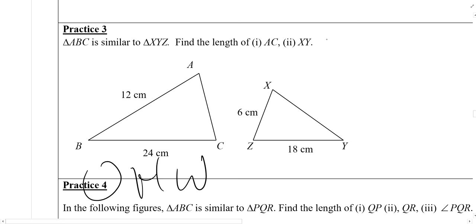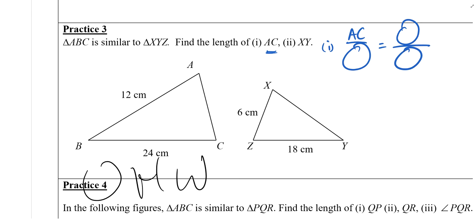These two triangles are similar. I need to be able to write down the ratio of the corresponding sides. Since I want AC, I'll put it in my top left hand corner, divided by something equals something divided by something. Fill in the blanks. What is the corresponding side to AC? XZ, yes. So I managed to get this from the diagram.